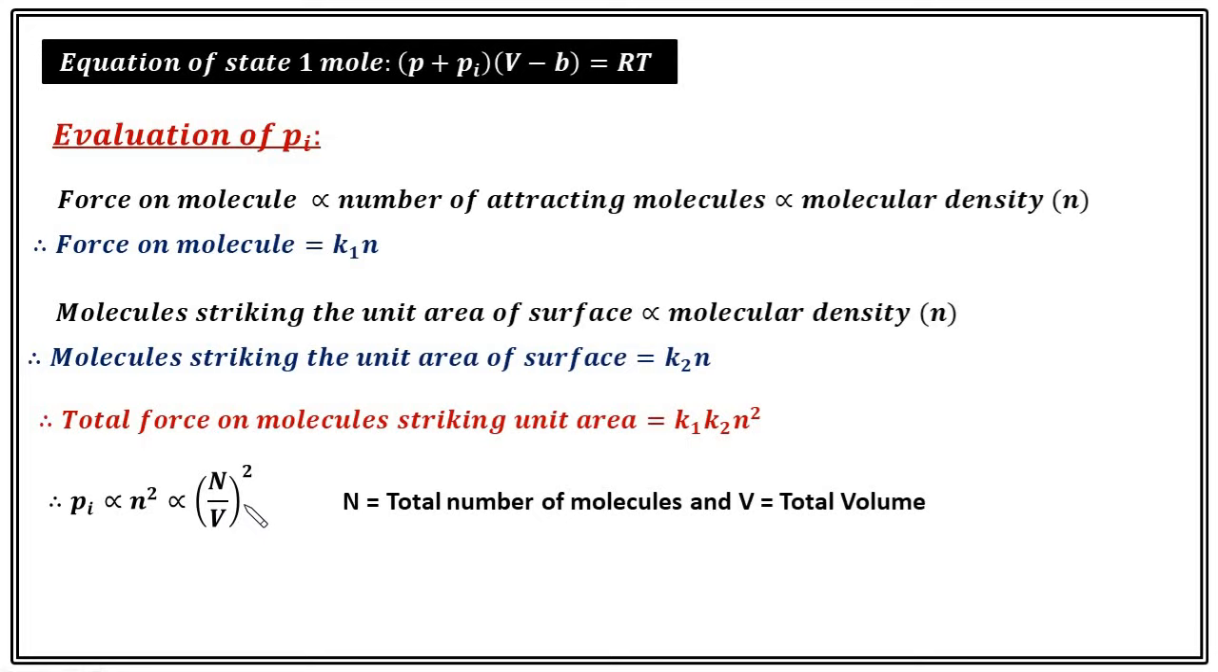Okay. Therefore, we can write Pi is proportional to 1 upon V square, because N is the total number of molecules, which is another constant. Therefore, Pi is proportional to 1 upon V square, or Pi is equal to A upon V square. This is our expression for Pi. Now just substitute it here in order to get the final equation of state.